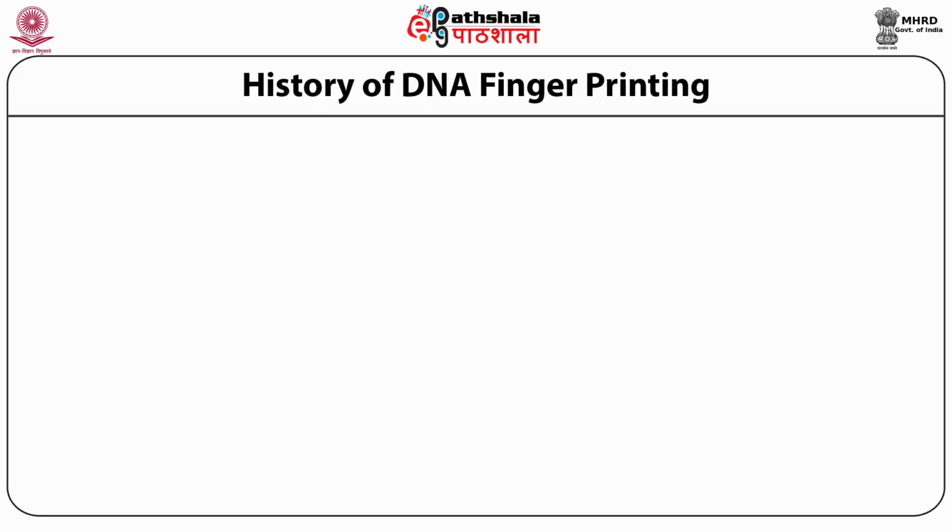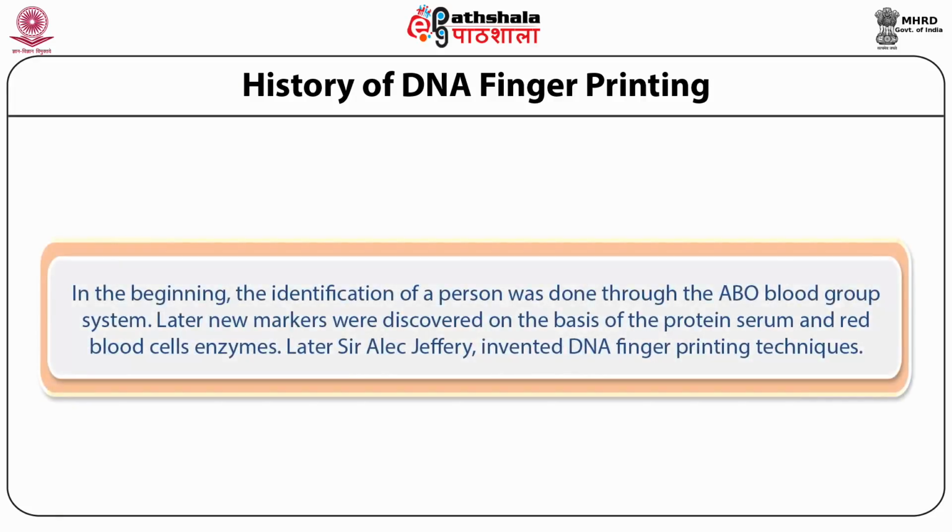Now, you will be acquainted with the history of DNA fingerprinting. In the beginning, the identification of a person was done through the ABO blood group system. Later, new markers were discovered on the basis of the protein serum and red blood cell enzymes. Later, Sir Alec Jeffreys invented DNA fingerprinting techniques.